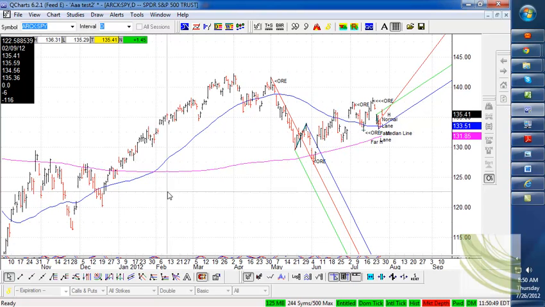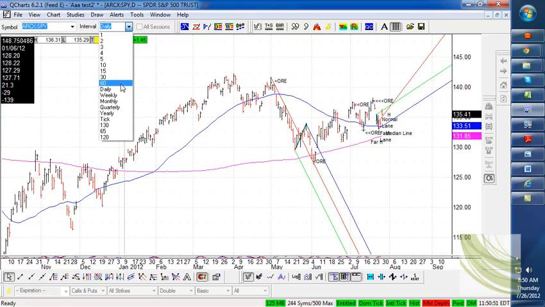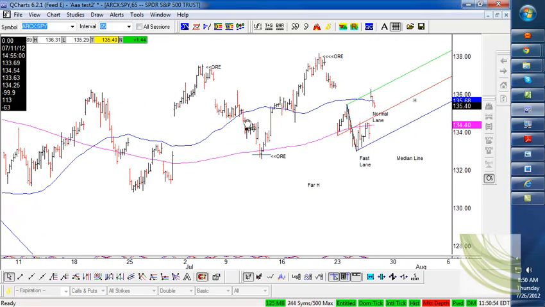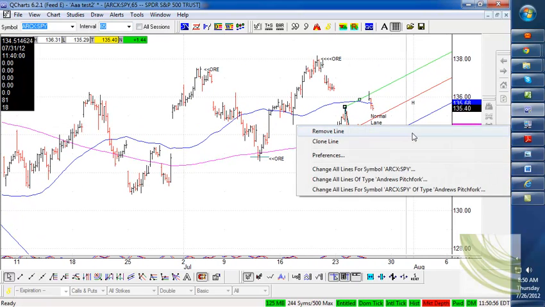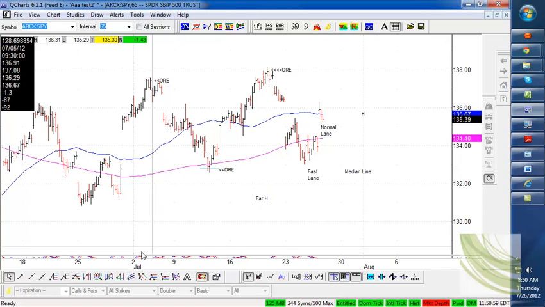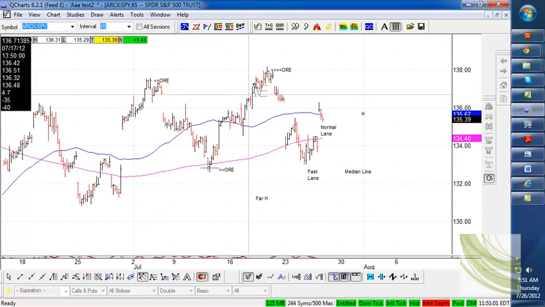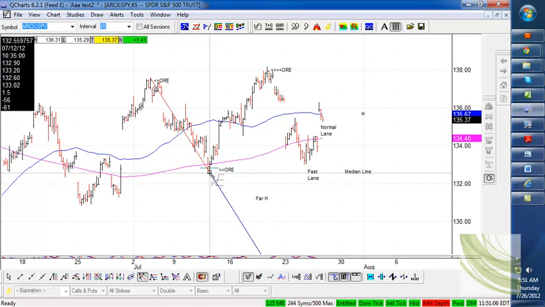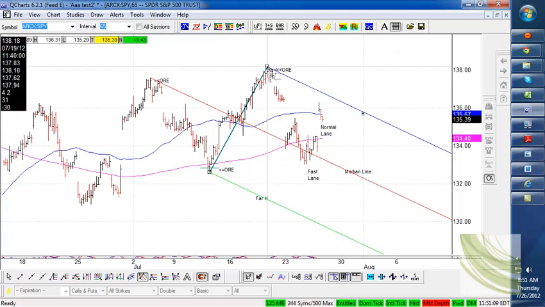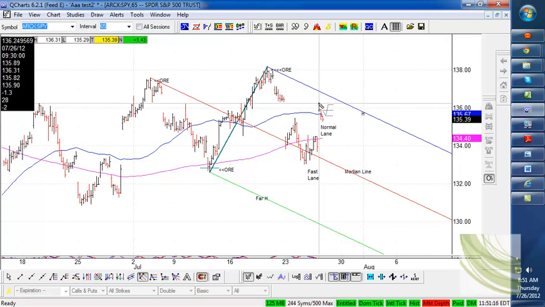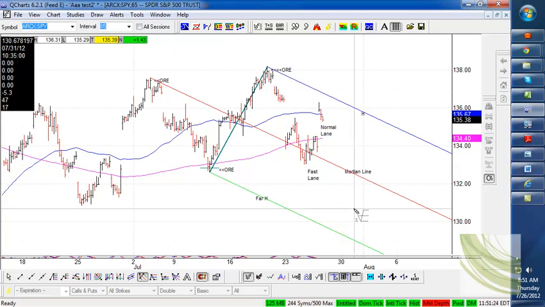Okay. Now, as we look at the market now, we can see that prices briefly spent some time below the median line and did their quick jump above it, and now have the opportunity to go down quite a bit more.